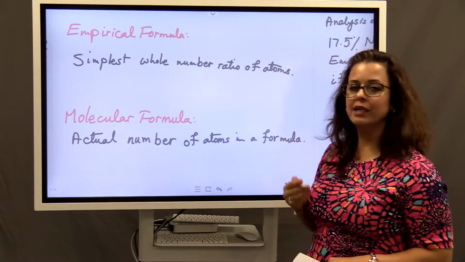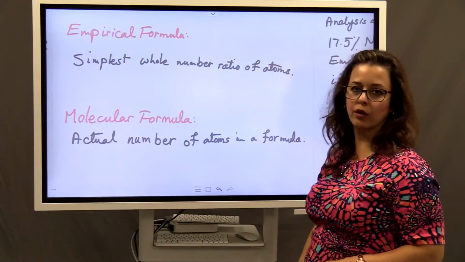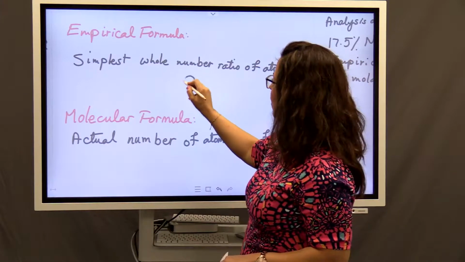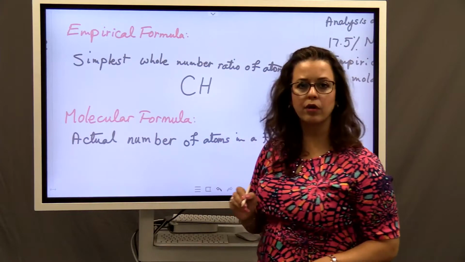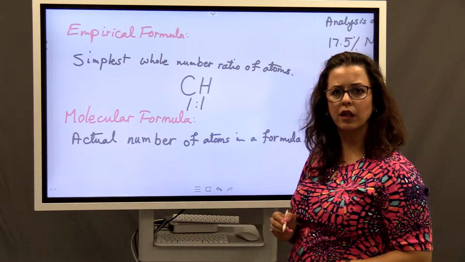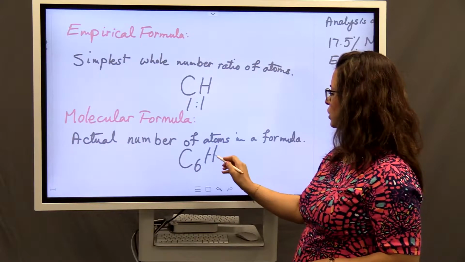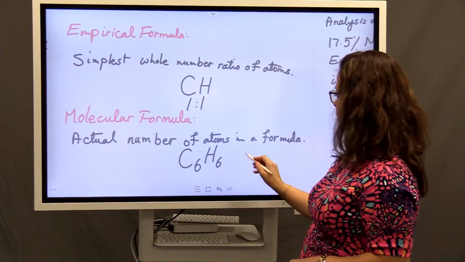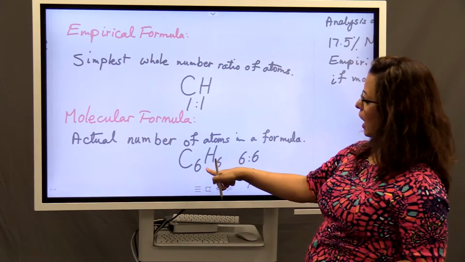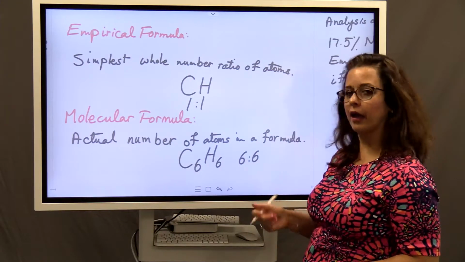Let me just give you an idea of the examples, like what would be the difference between empirical and molecular formula. For example, for an organic compound which is called benzene, we have CH as the empirical formula of this compound. So what's the ratio? 1:1, right? But its actual molecular formula is C6H6. So you see the ratio here is 6 to 6, which is actually 1 to 1 when you simplify it, but the actual number of atoms is given while its simplest whole number ratio is just CH.